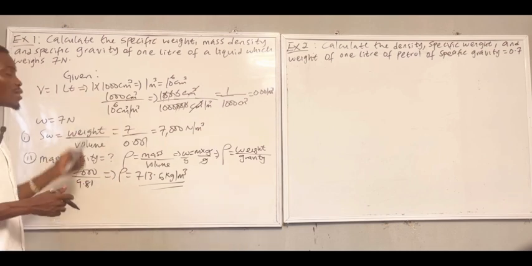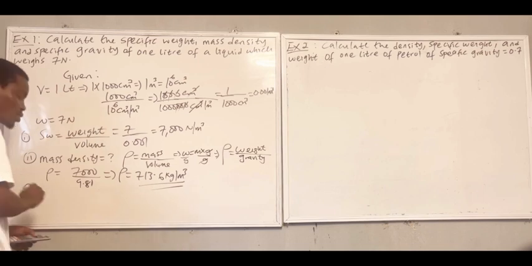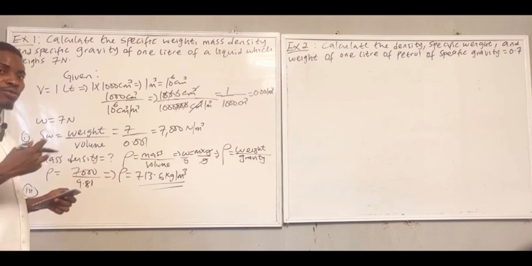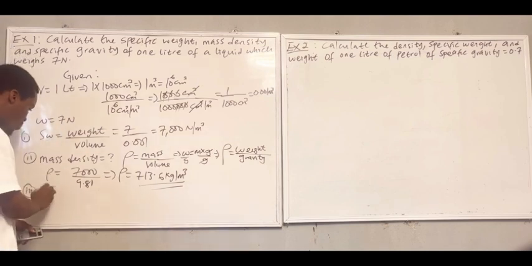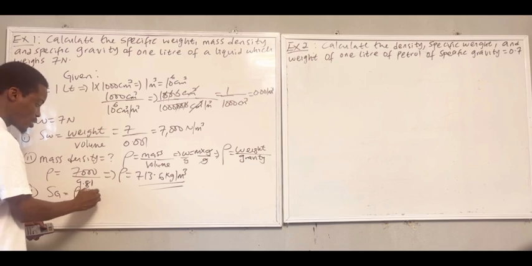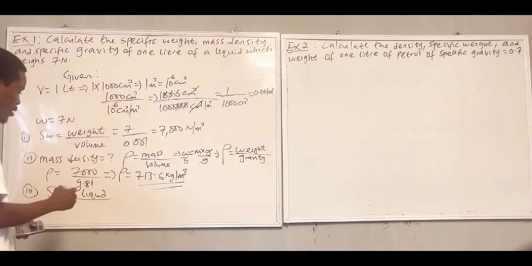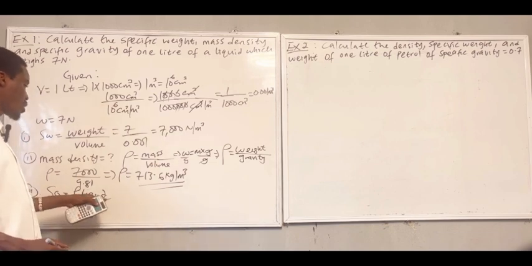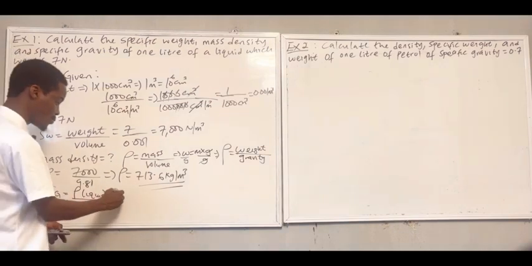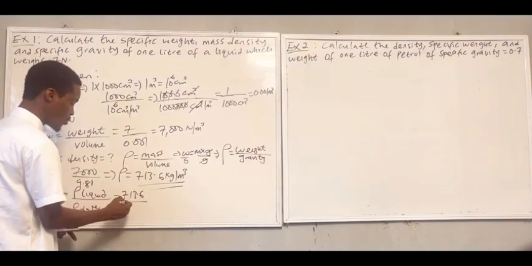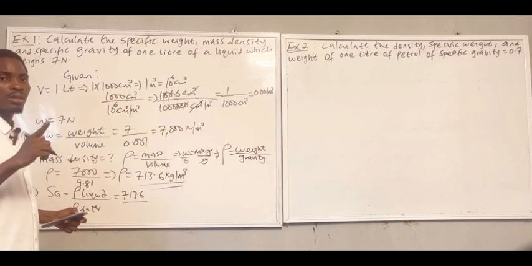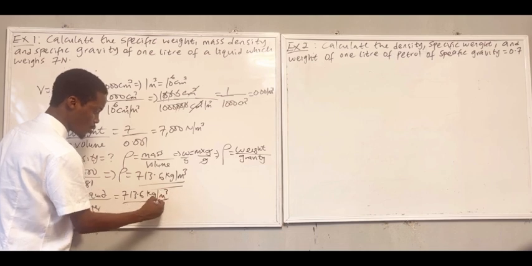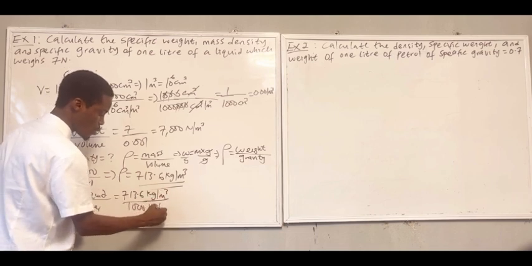So the next is to calculate the specific gravity. Remember, in our previous lesson, I explained that specific gravity is the ratio of the density of a fluid and the density of water. So I'm going to have the density of the liquid over the density of a standard fluid, which is water. The density of the liquid here is 713.6 kilogram per meter cube, over the density of water, which is always 1000 kilogram per meter cube, which is constant.